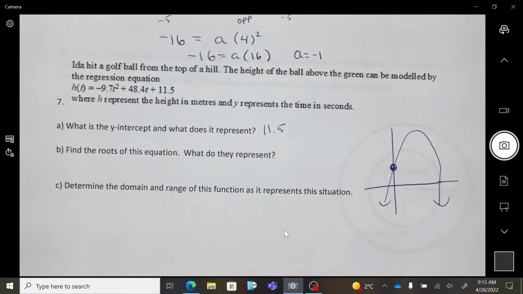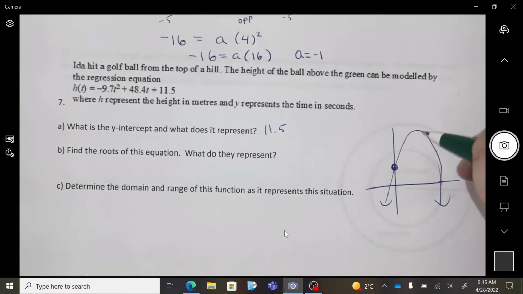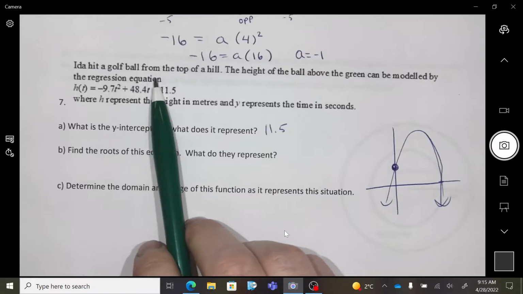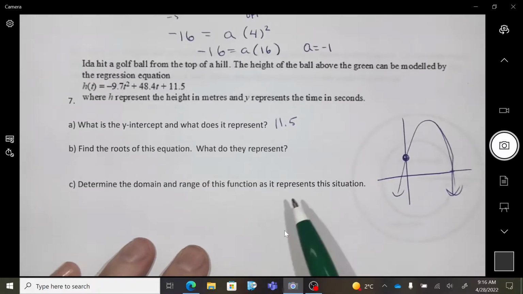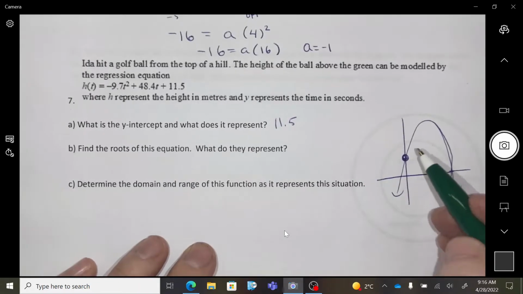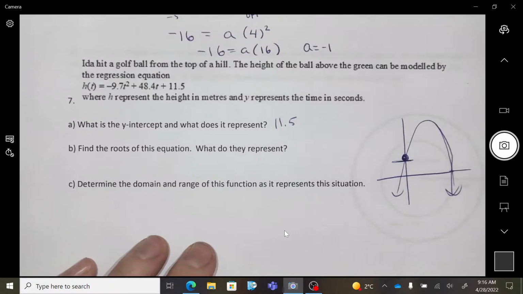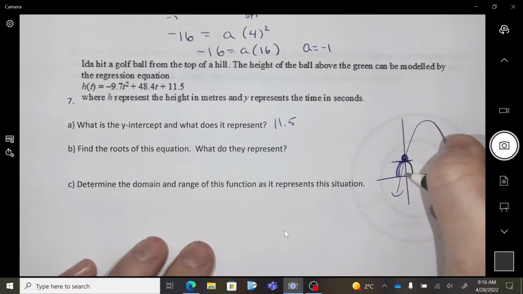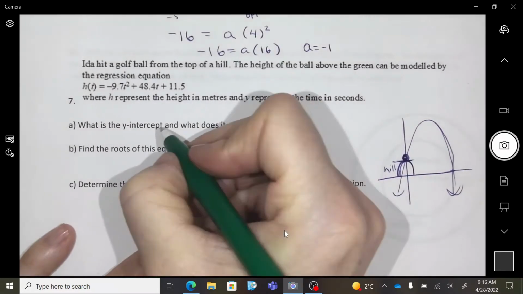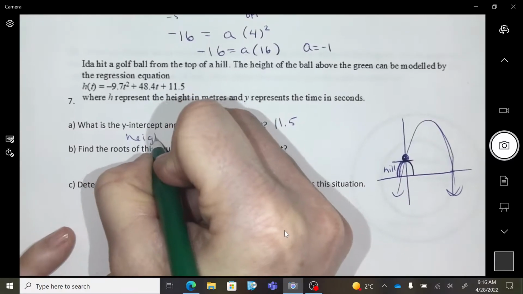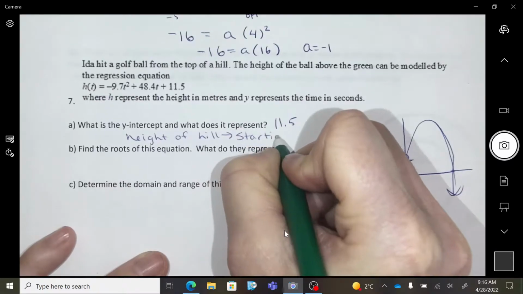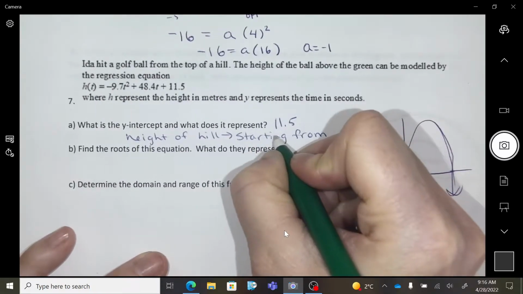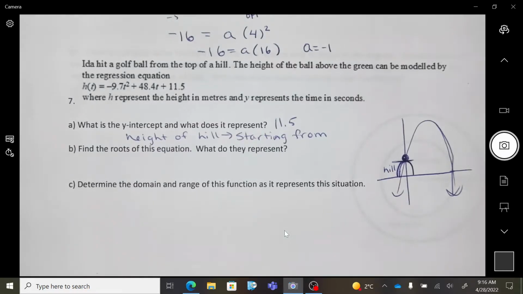What does it represent in this scenario? So we are a person hitting a golf ball from the top of a hill. So what does this represent? This is where they're starting from. So that's the hill. So I wrote that that's the height of the hill that they're starting from.